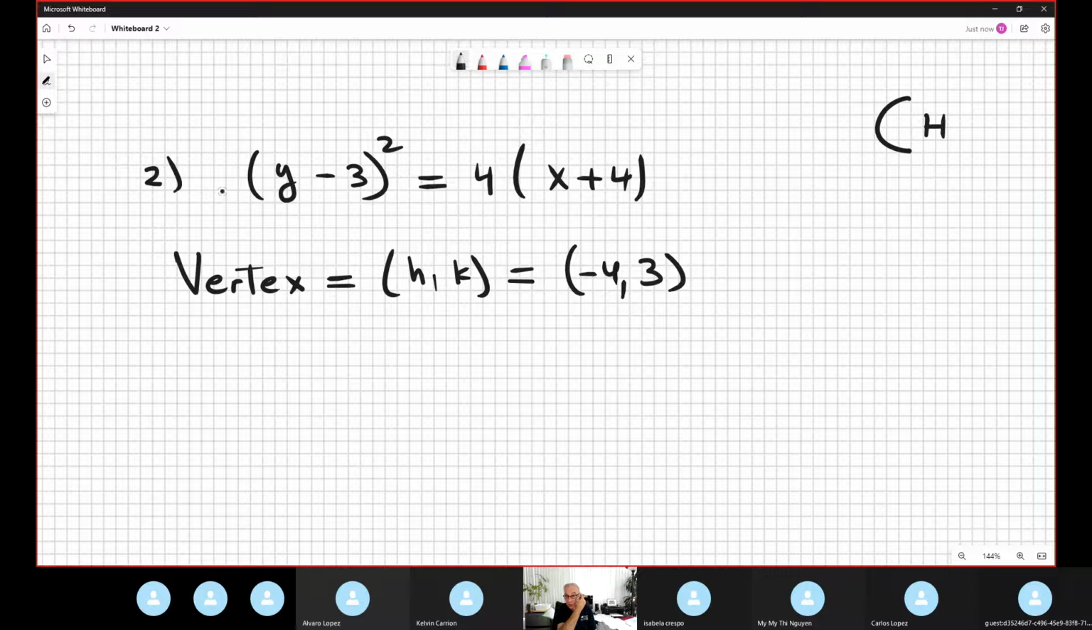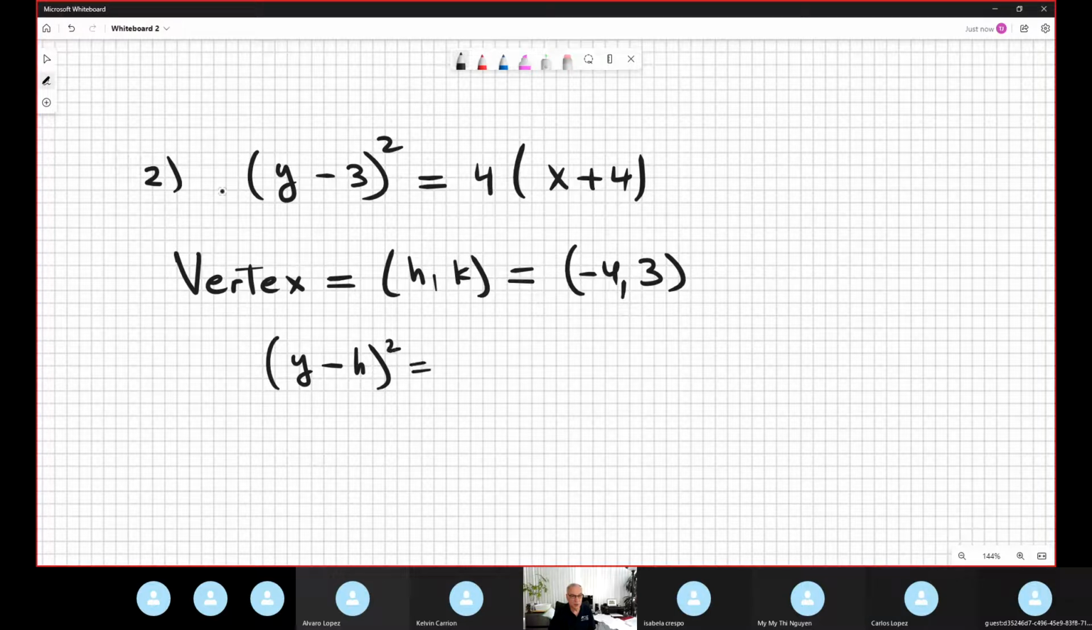In what direction does it open? To the right or to the left? Right. How do you know that? Greater than 0. Who is greater than 0? The right side of the equation? But who is positive? Okay, who determines the direction that it opens? The 4.